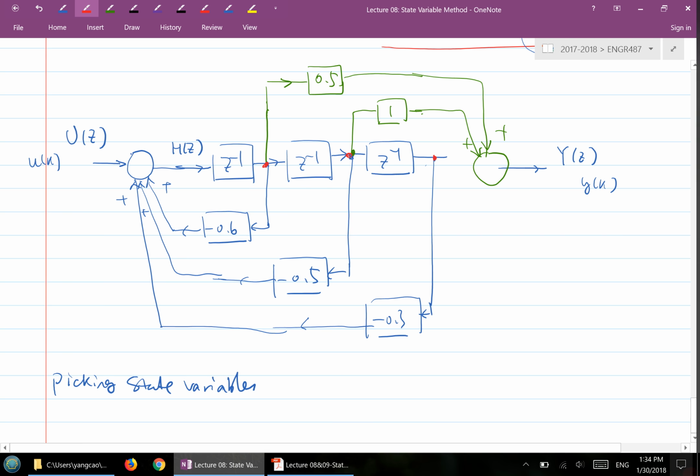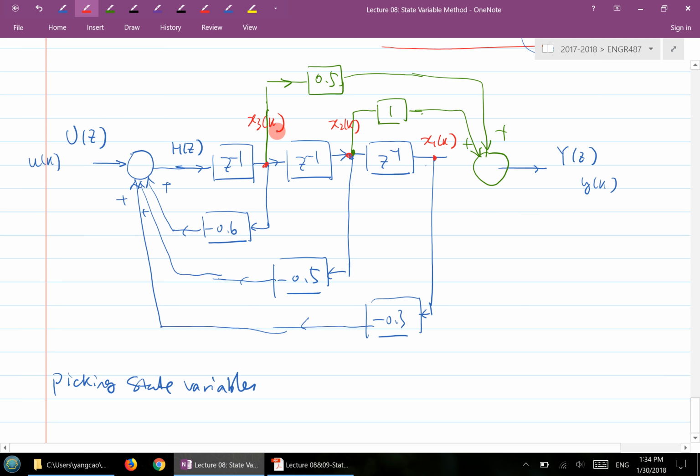So we're going to call this one here our first state, x1 of k. Okay, so this is that signal over there. I call it the state variable x1 of k. So this signal right here is our first state. And this one here, I'm going to call it the second state variable, which is what? x2 of k, right? At this location. And then here is x3 of k. So 3 state variables. Good?